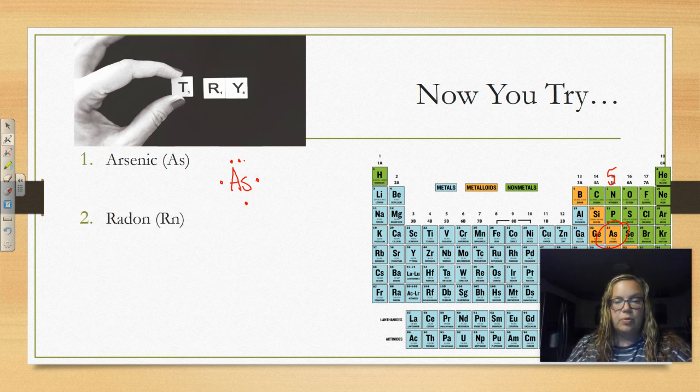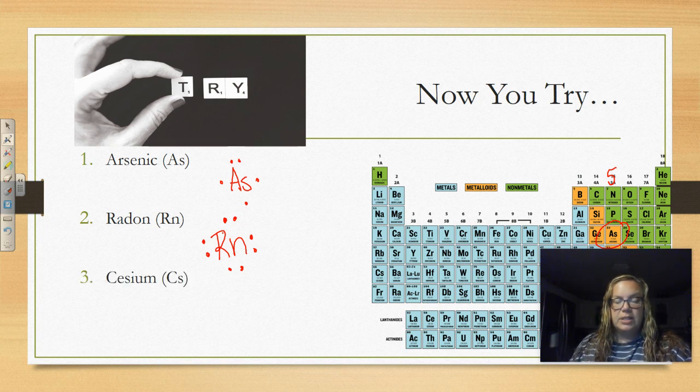The next one, radon. Go ahead and find radon. Okay, radon is actually a noble gas, and it's behind me on my photo here on the screen, but radon is a noble gas. So radon, therefore, will have 8 valence electrons. So you have 1, 2, 3, 4, 5, 6, 7, 8. Again, that's the Lewis structure for radon.